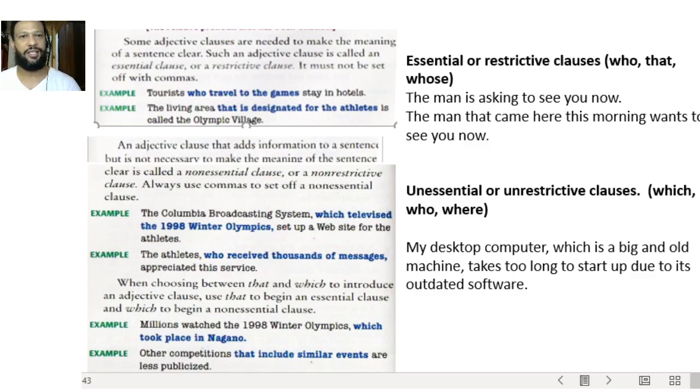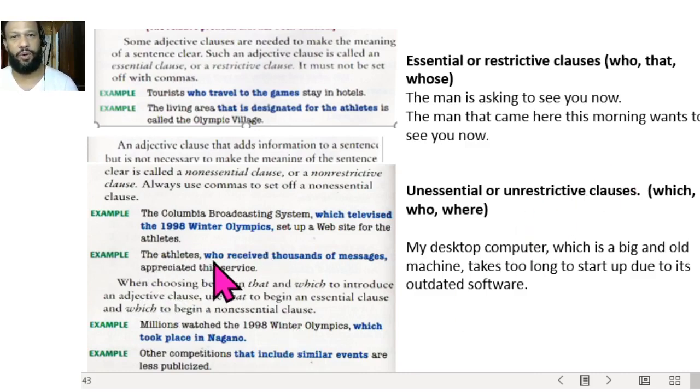And in the second sentence, you can see how that clause, that came here this morning, I am talking about a person that came here this morning, so we know what man we're talking about. The man that came here this morning wants to see you now. Now you see that this clause, that came here this morning, is identifying man. So it's necessary, it is an essential adjective clause.